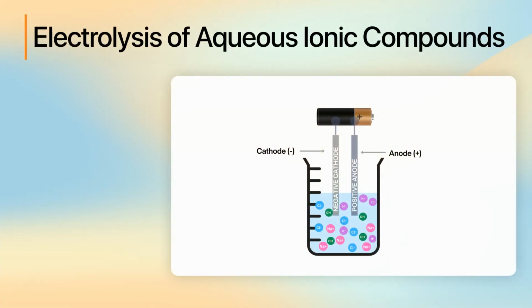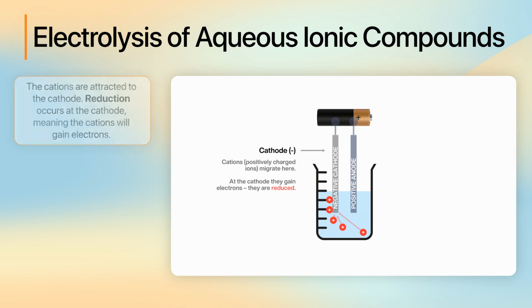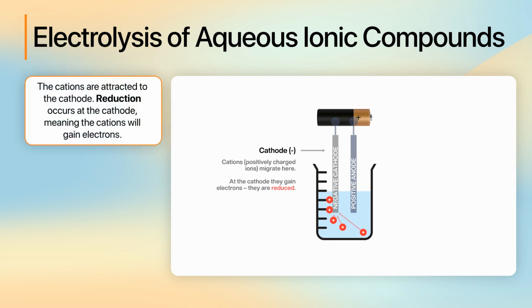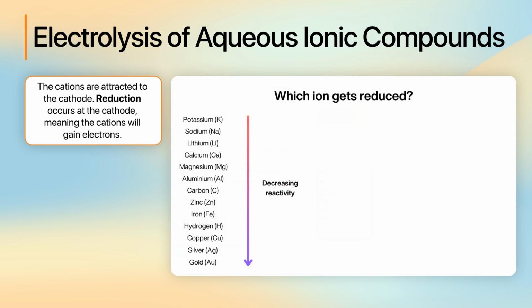The next step is to determine the electrode reactions. Firstly, at the cathode, which is the negative electrode, the positive ions are attracted to the cathode. Reduction occurs at the cathode, meaning the cations will gain electrons. To predict which ion gets reduced, we use the reactivity series. The reactivity series lists metals in order of their reactivity, starting with the most reactive.